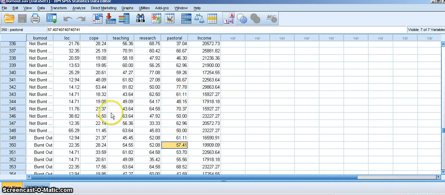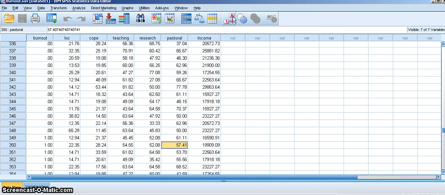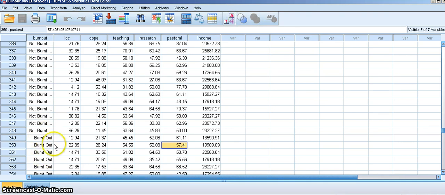So for example, I have two groups here. We have faculty who, based on some measure, were considered to be in the burnt out group, and we have some who were included in the not burned out group. And let's say that we wanted to see if there are significant differences in their stress related to teaching.